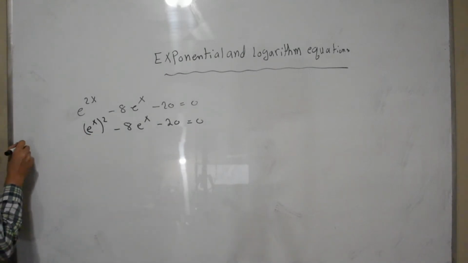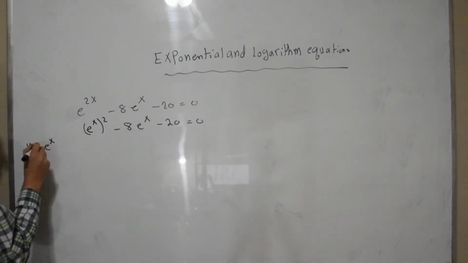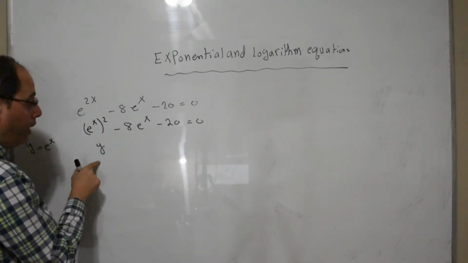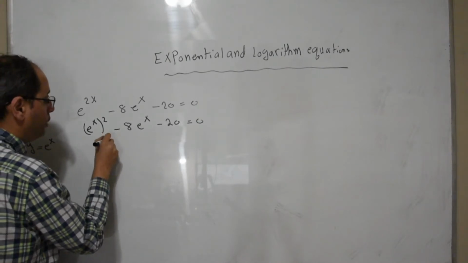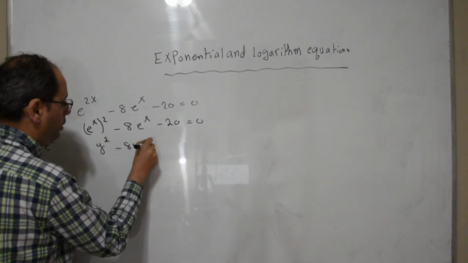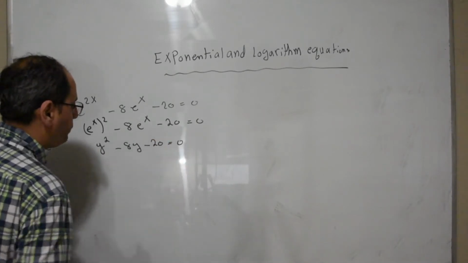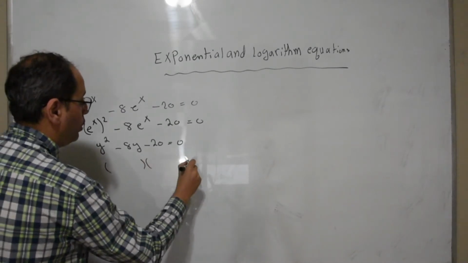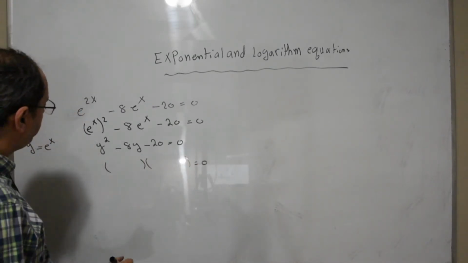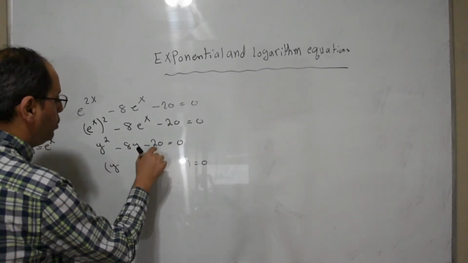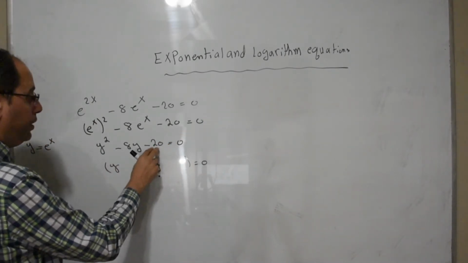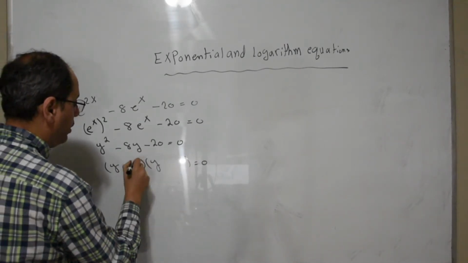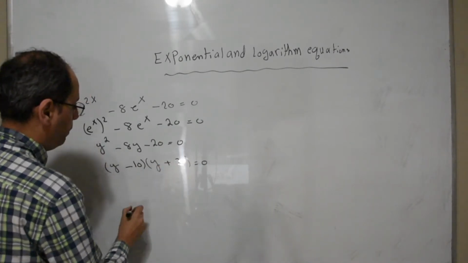So what if I set y equals e to the x? And I'm going to rewrite this equation. I substitute e to the x by y. I have y squared minus 8y minus 20 equals 0. Straightforward quadratic equation. Factor and solve for y here. I need a product of two numbers that equal negative 20, and their difference is negative 8. So basically that's negative 10 and plus 2.